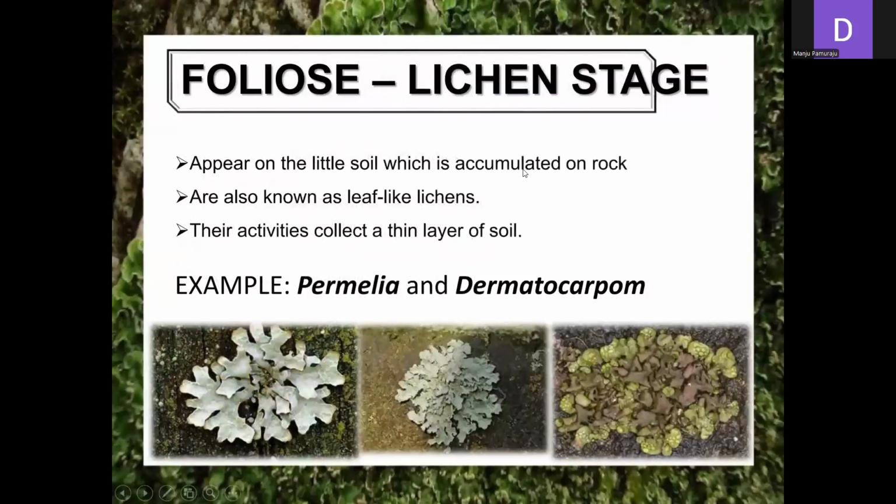Next one is the foliose lichen stage. They appear on the little soil which is accumulated on the rock. Also known as the leaf-like lichens. Foliose means leaf-like lichen. Their activity collects a thin layer of soil. Due to the death and decomposition of these crustose lichens, slowly the formation of soil is occurring on the rocks. Examples for the foliose lichen stage are Permelia and Dermatocarpon.